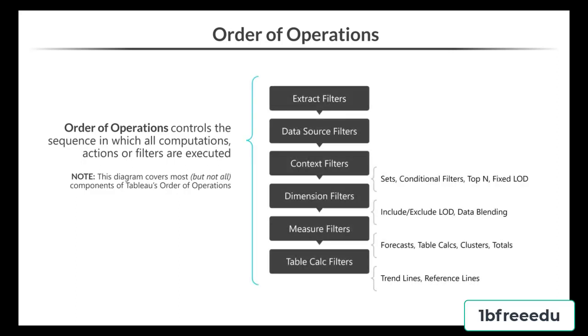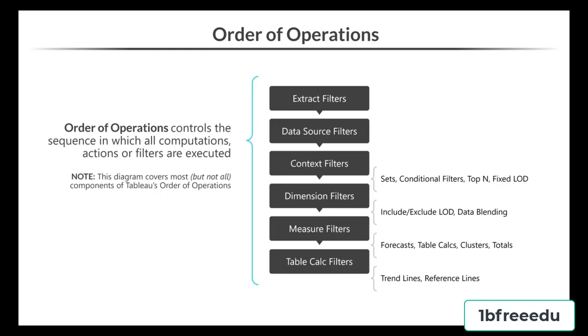Note that this diagram covers most, but not all parts of Tableau's order of operations. Let's take a quick look at each part. First is extract filters. Extract filters are only applicable when using extracts and are applied on extract creation or extract refresh. Data source filters are the highest level filter available besides extract filters. Data source filters apply to the entire data source for all worksheets and views.